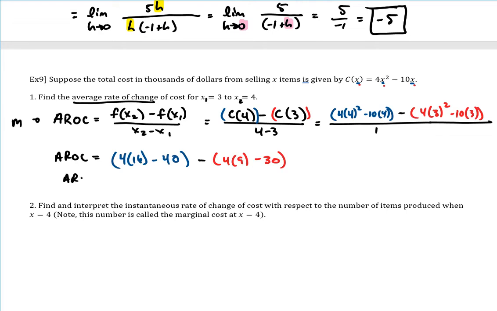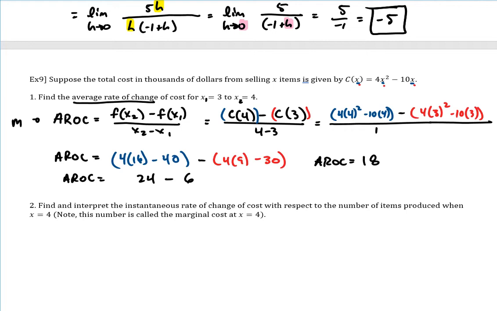All right, so we've got our average rate of change. 4 times 16 is 64. Minus 40 would be 24. And then we'll have minus 4 times 9 is 36. Minus 30 would be 6. And so it looks like our average rate of change, 24 minus 6, is 18.